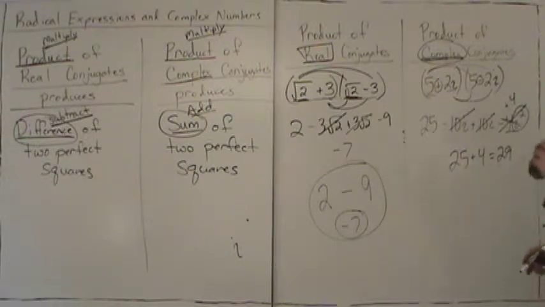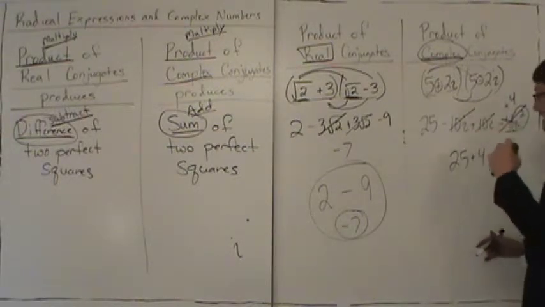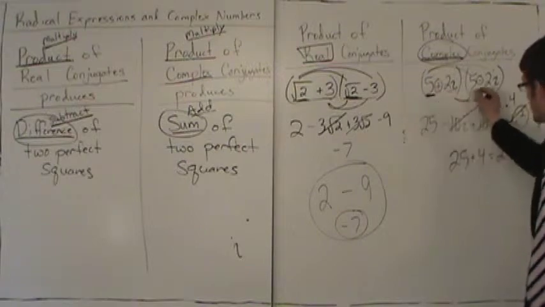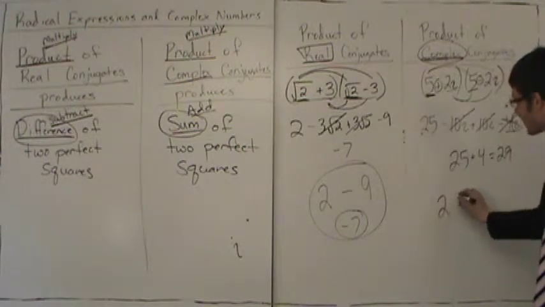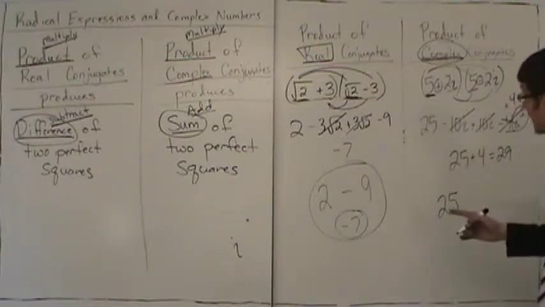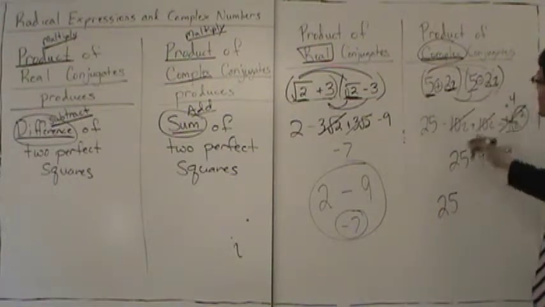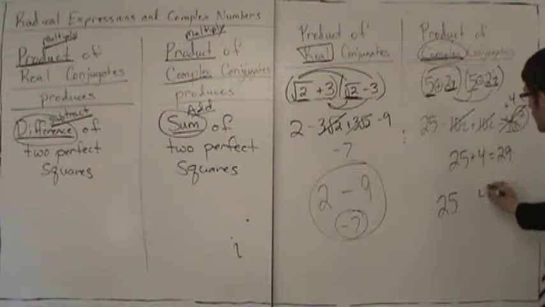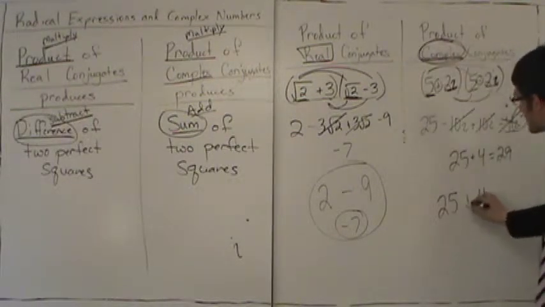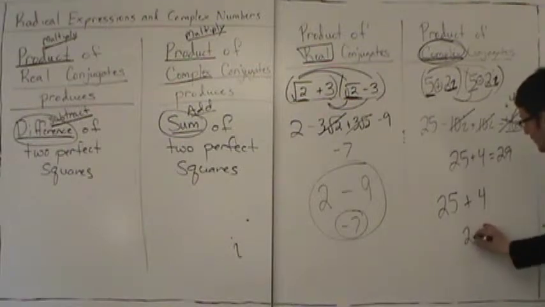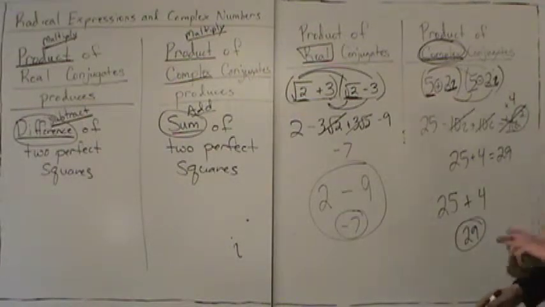Is there a way we can do this very fast without FOILing? Yes. We can look at our first numbers. Our first numbers are 5 and 5. Take 5 and 5 and square it. 5 times 5 is 25. Now take the 2 and the 2, multiply them together. 2 times 2 is 4. Since there's an i on the end, or these are complex conjugates, we put addition between here. 25 plus 4 is 29. So we can get an answer very, very quickly.